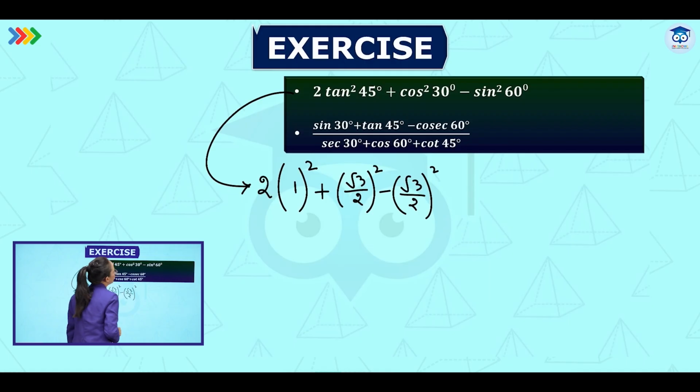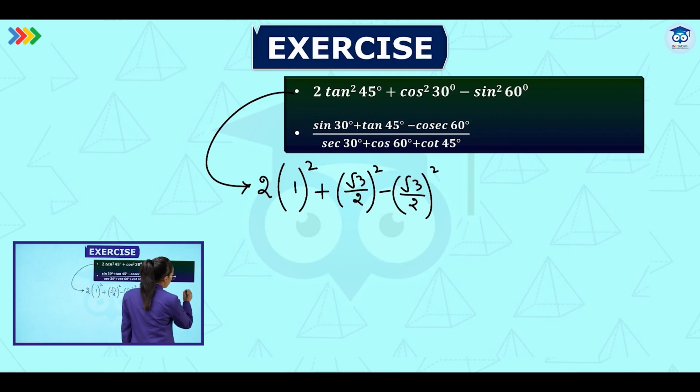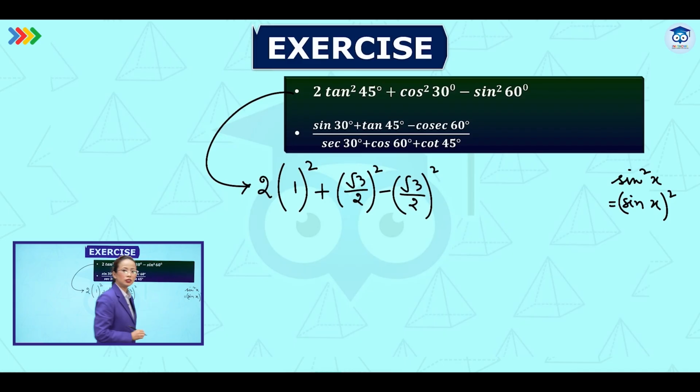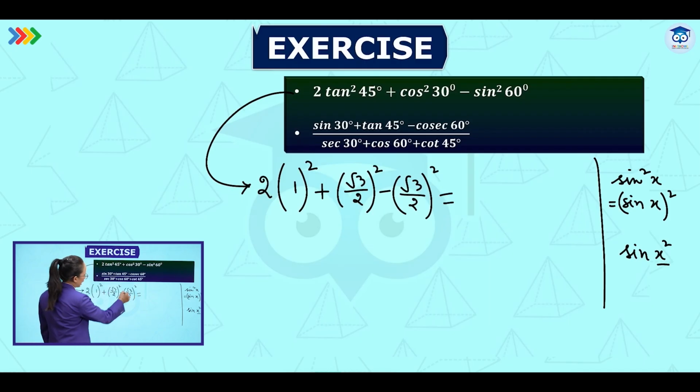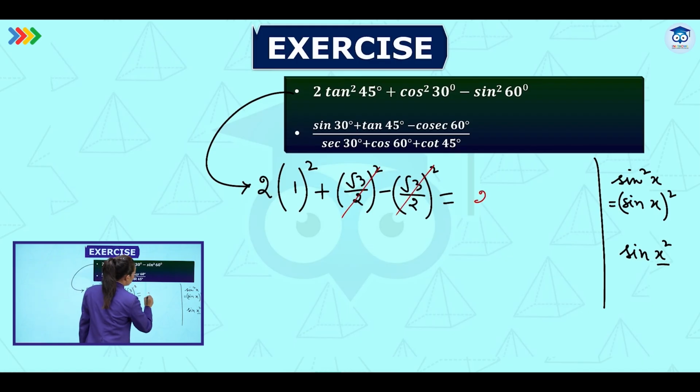One thing I would like to tell you here is that when you write sine square x, this is sine x, the whole square. This you have to understand. But if you write sine x square, that is, the angle is taking the square, not the sine value. That you have to understand. So, the value after calculating: now, this can be cancelled, both the values are same. So, what is left is 2 into 1, which is equal to 2.